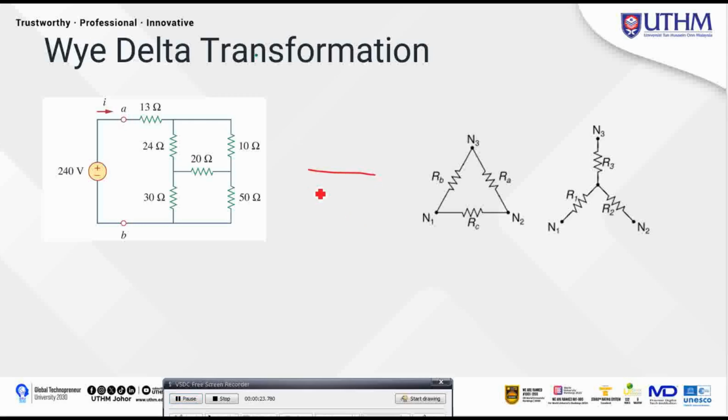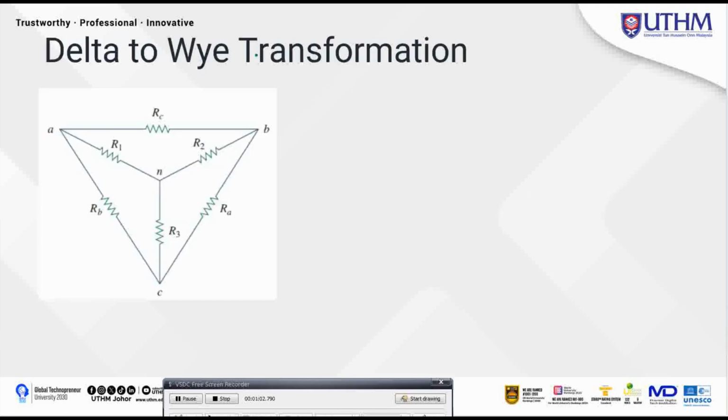So, for example, this circuit. You cannot solve this circuit by using a simple series and parallel resistor circuit. So that's why Y delta transformations exist. You have to do either from delta to Y, or from Y to delta, depending on what you want to solve. Now let's look into a delta to Y transformation, from the delta circuit to the Y circuit.